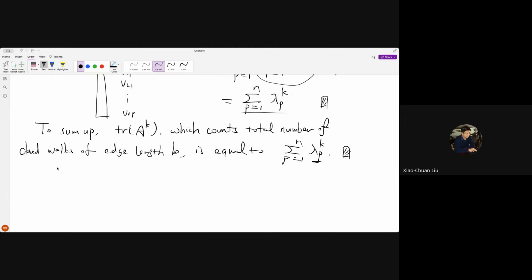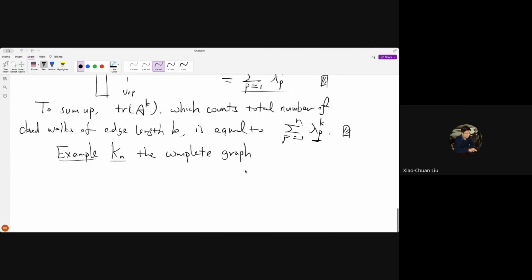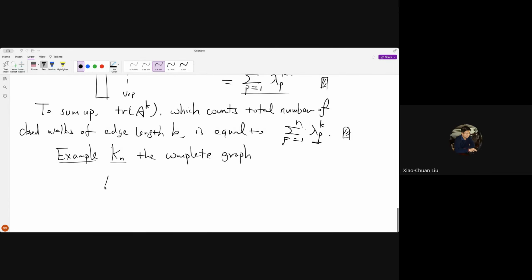Okay, so let me give a final example. I'm not giving all the details; you can read my notes later. So Kn, the complete graph. You can track this using linear algebra. First of all, what is the adjacency matrix for Kn? It's very simple. You have a 0 on the diagonal because you don't have an edge from any vertex to itself, but you have 1 for all other entries.